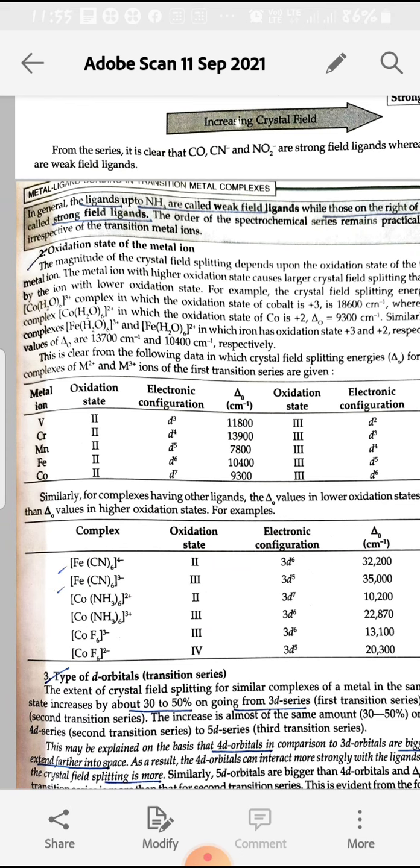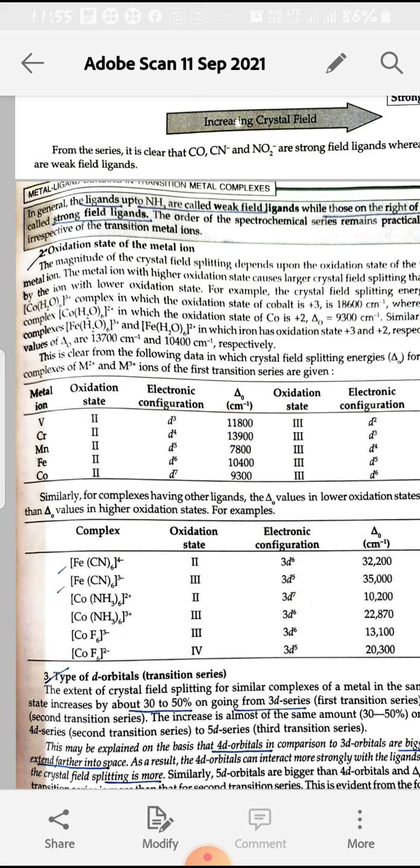Next is the oxidation state of the metal ion. Crystal field splitting also depends upon the oxidation state of the metal ion. The metal ion with the higher oxidation state has more approach to the ligands, and there will be more repulsion, causing larger crystal field splitting than ions with lower oxidation state. For example, the complexes [Co(H2O)6]3+ and [Co(H2O)6]2+. Naturally Co3+ has a greater oxidation state as compared to Co2+, so there will be more crystal field splitting of the cobalt 3 positive complex.